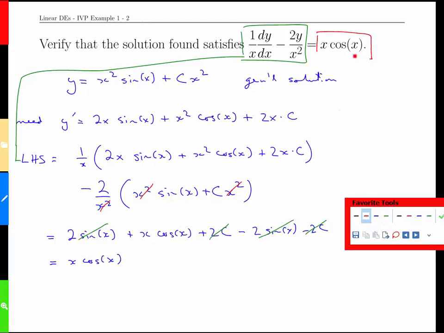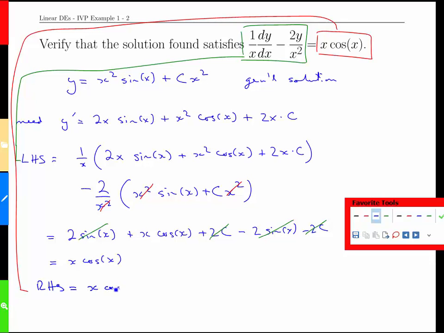But what was the right-hand side equal to? It was simply x cos of x. So we end up with a perfectly valid solution. These are equal. And that means our y equals is a general solution. We'll just say is a solution. We verified by plugging in, yes, when we choose y equal to this not obvious function, x squared sine x plus a constant x squared, it satisfies this differential equation.